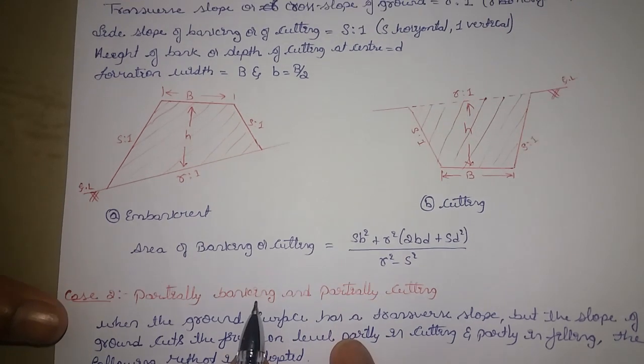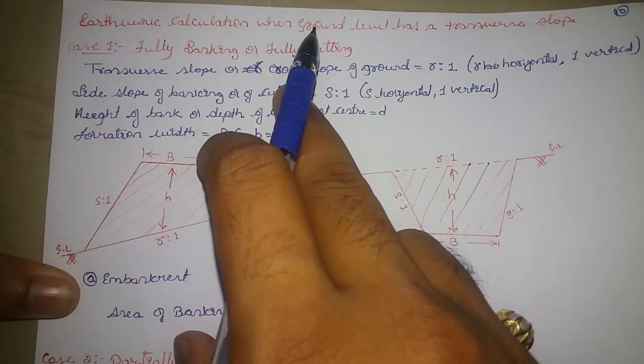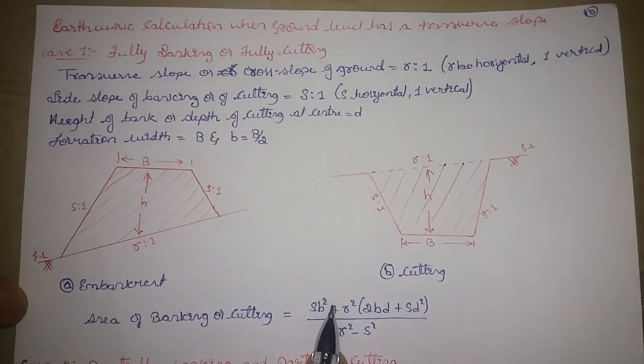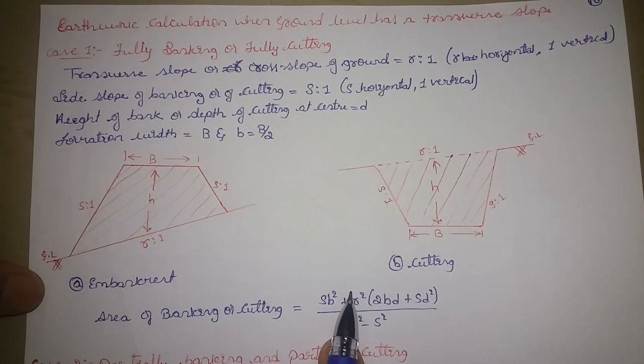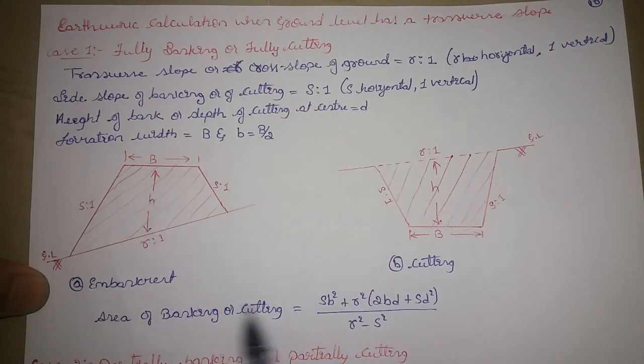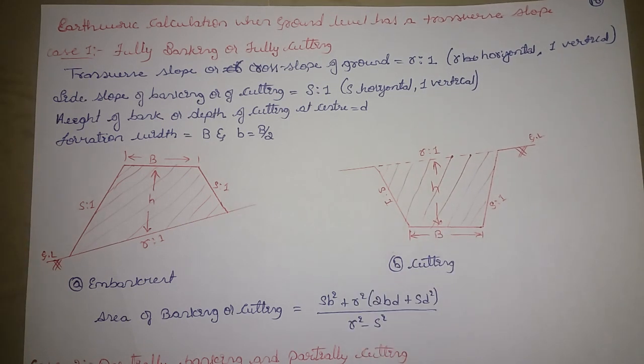Whenever we are going with transverse slopes, when the earthwork calculation is done where the ground level has a transverse slope, these kinds of cases will come. That is case number 1, fully banking and fully cutting. This is what is called fully embankment or fully banking, and this we call fully cutting. In this condition, what do we need to do?